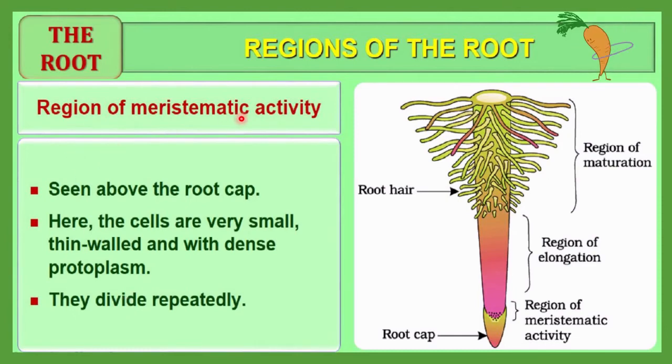Next region is the meristemic activity region, which I already told you, seen above the root cap. Here the cells are very small, thin walled and with dense protoplasm. So here cytoplasm will be very dense, and they will show very rapid division. So highly active cell division will be observed in this region. Very small size cells will be there because they are newly generated cells, with small size, thin wall and dense protoplasm. They divide rapidly, and that's why in this region you will observe the number of cells increased just due to cell division.